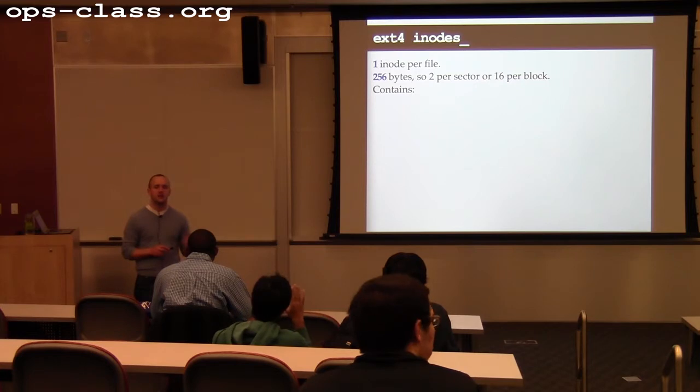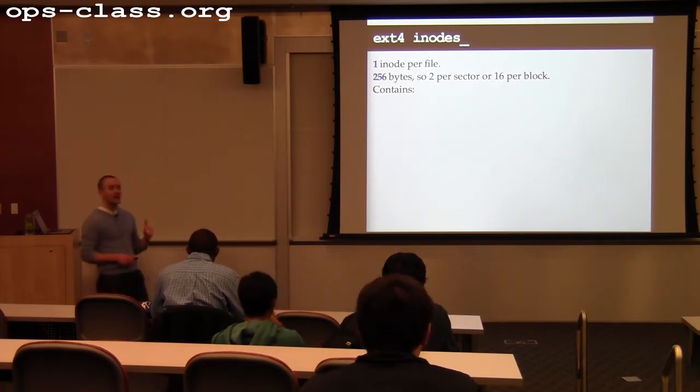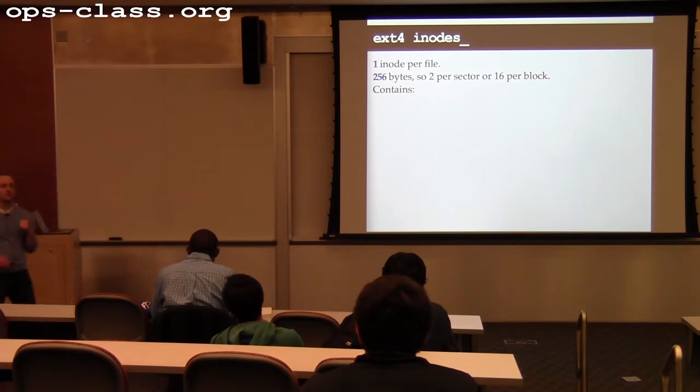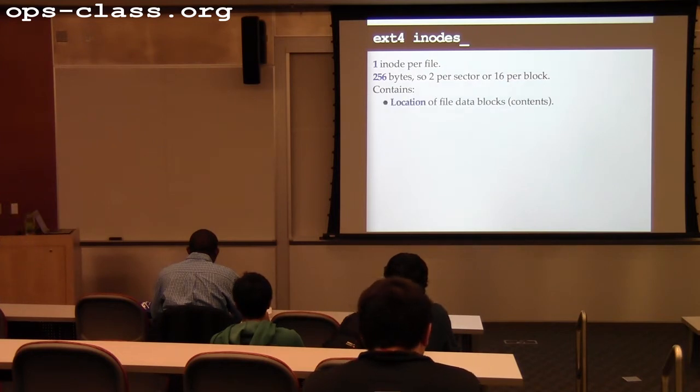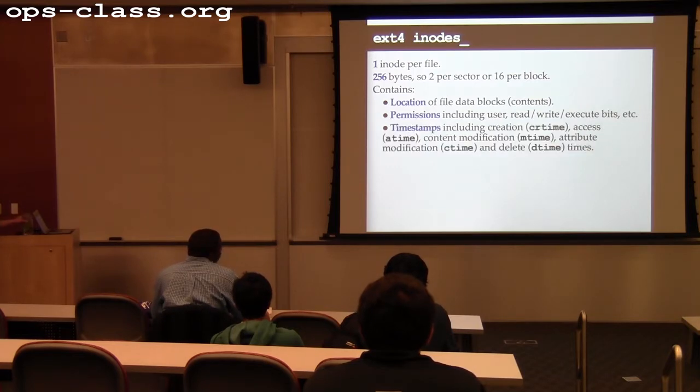What else is stored in here? Dan? Yeah, so there was a variety of different timestamps that ext4 stored, right? When it was created, last modified, even a deleted time, right? So Simon got the location of the file data blocks. That's important. Permissions, Navia got, and then timestamps, right?